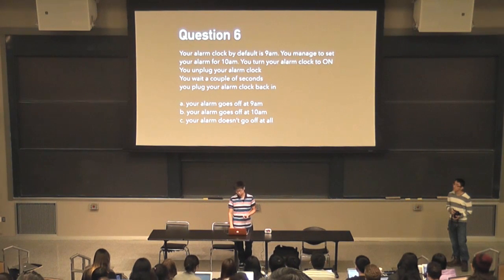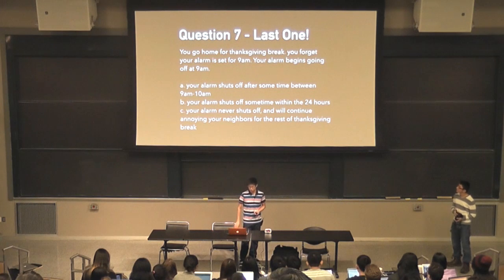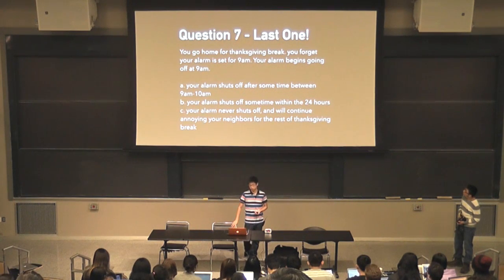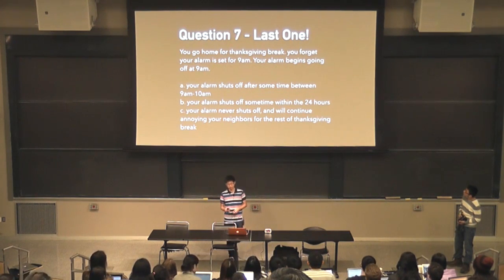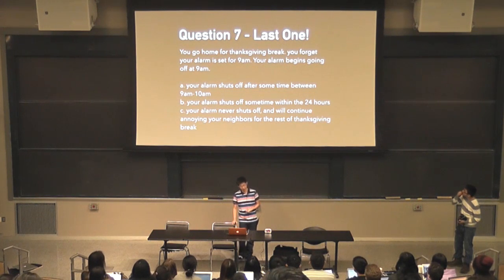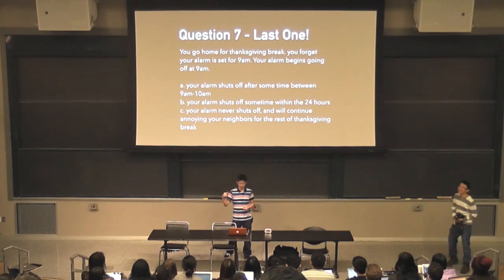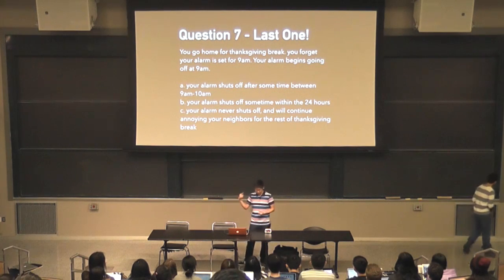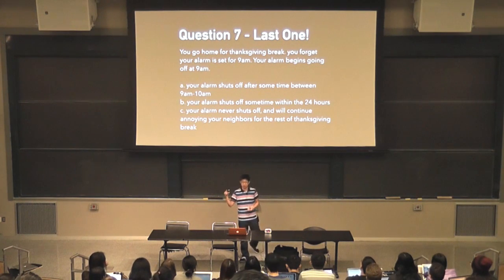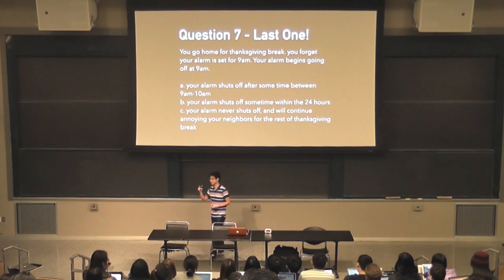All right, question 7, last question. So you go home for Thanksgiving break, you forget your alarm is set for 9 a.m. Your alarm begins going off at 9 a.m. Your alarm shuts off after some time between 9 and 10. Your alarm shuts off sometime within the next 24 hours. Your alarm never shuts off and will continue annoying your neighbors for the rest of Thanksgiving.